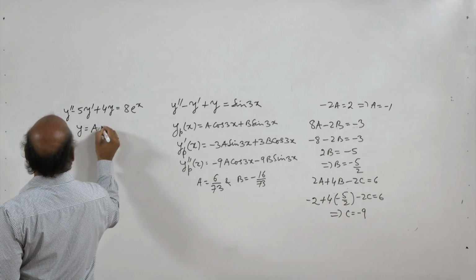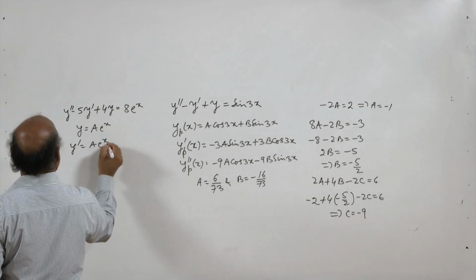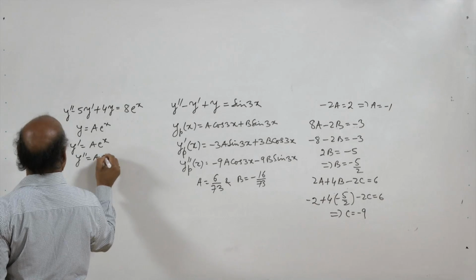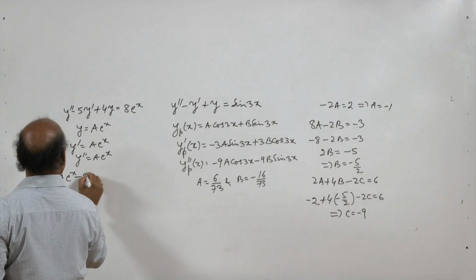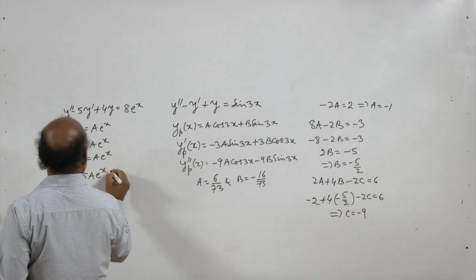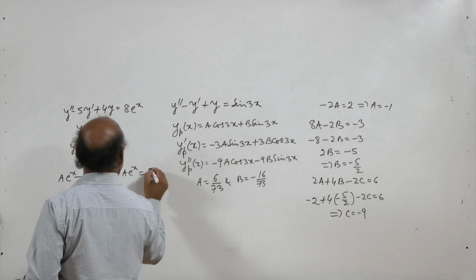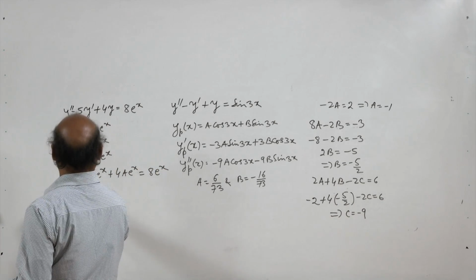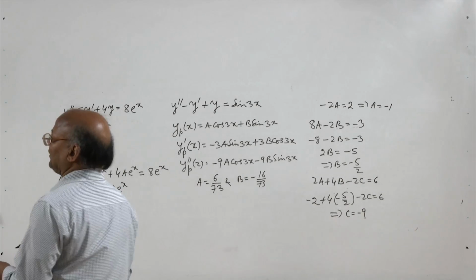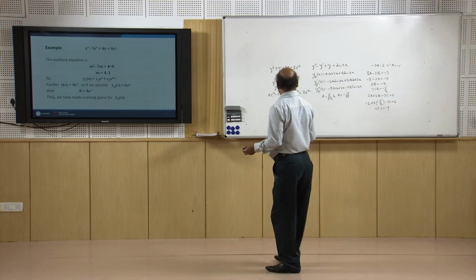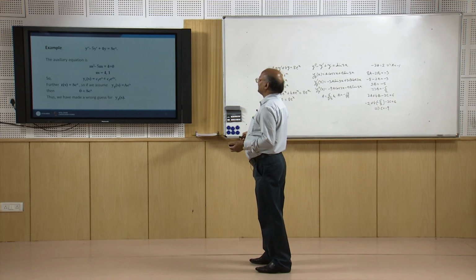y is taken as a e to the power x. So, let us find y dash, it is a e to the power x. Let us find y double dash, it is again a e to the power x. So, a e to the power x minus 5a e to the power x plus 4a e to the power x equal to 8 e to the power x. Now, this is 5a e to the power x minus 5a e to the power x, so this is 0 equal to 8 e to the power x, which is not correct, of course, because e to the power x is never 0. So, thus we have made a wrong guess for y_p(x).